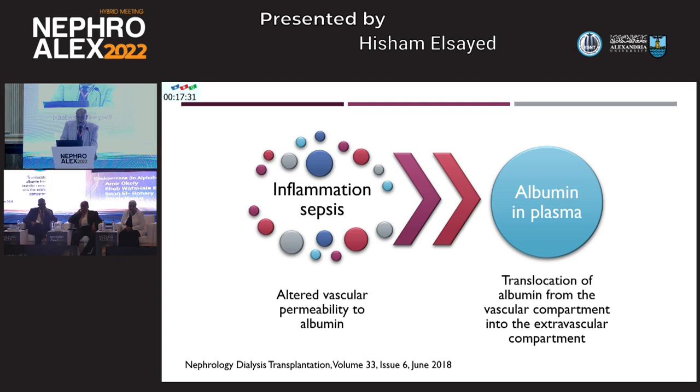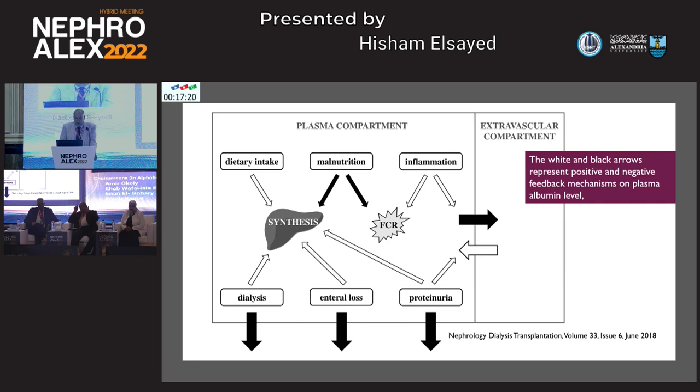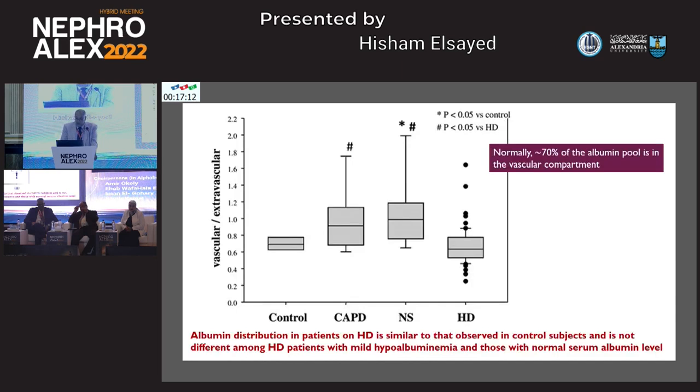So inflammation and sepsis alter vascular permeability to albumin, meaning that plasma albumin is translocated from the intravascular compartment to the extravascular compartment, while the liver function is inflamed. Inflammation, malnutrition, and dietary intake have a negative impact on albumin synthesis as well.